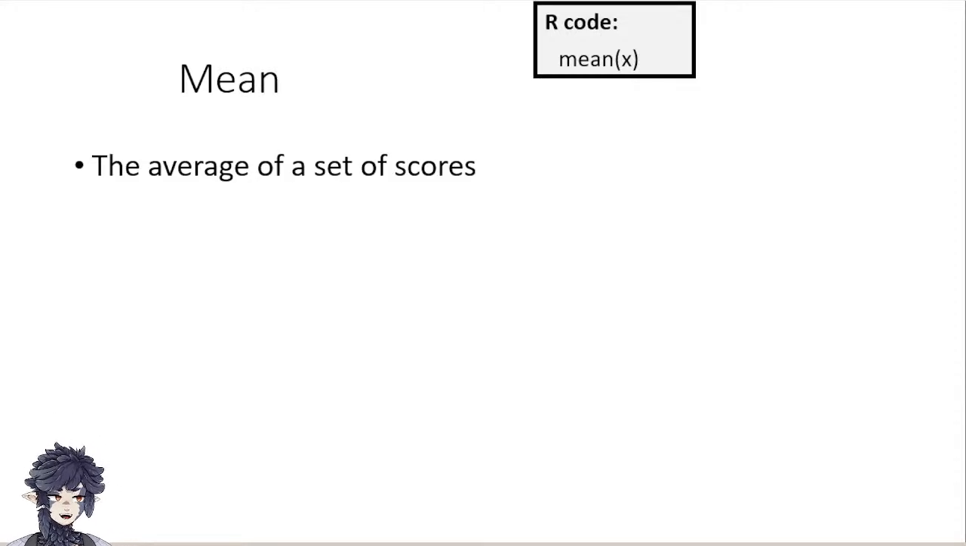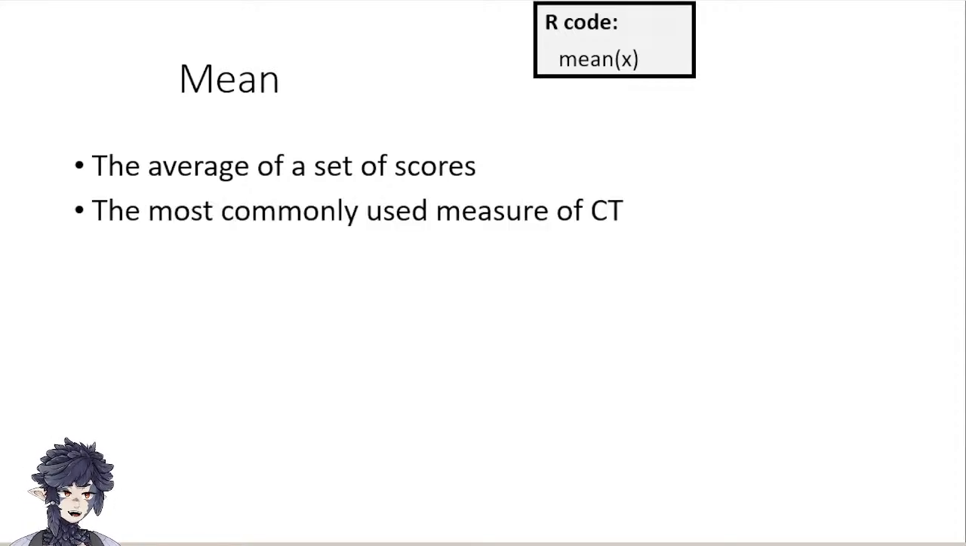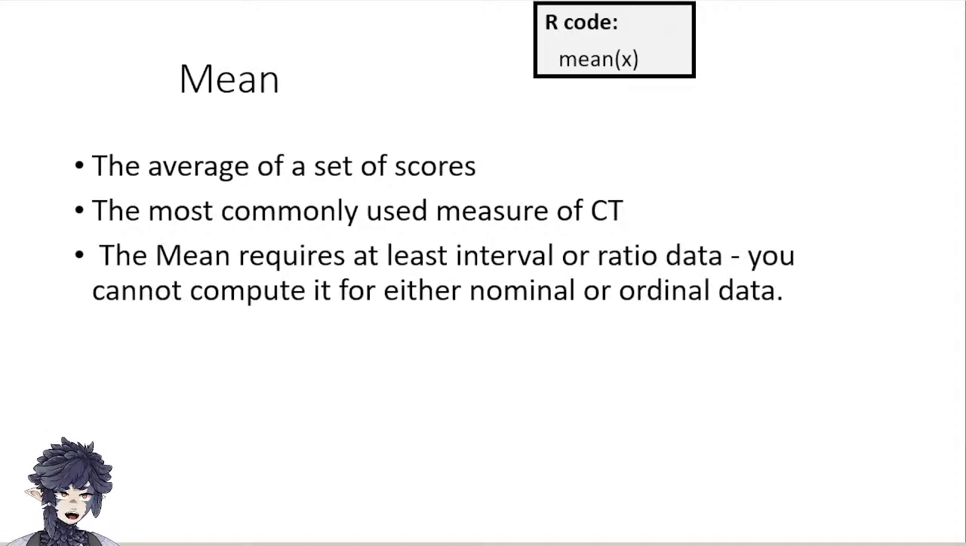The mean. This is your average of a set of scores. So when I say the average or the mean, that means exactly the same thing. I'm referring to the same thing. This is by far the single most commonly used measure of central tendency, both inside statistics and outside of statistics. This is what people use the most, just generally, regardless of if you're being a researcher about it or if you're just being an everyday person, you're probably using the mean, aka the average.